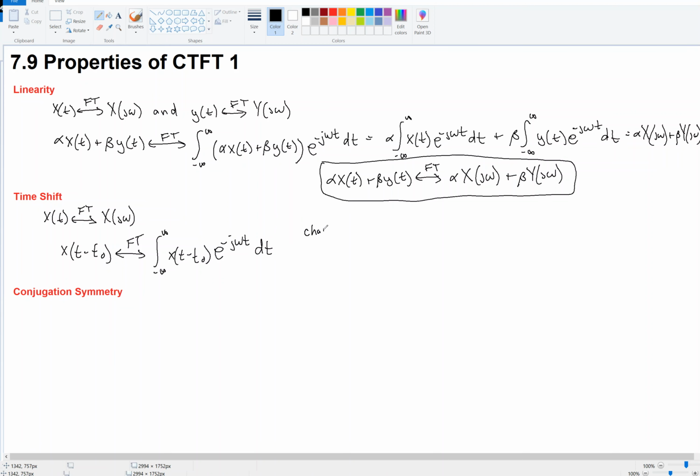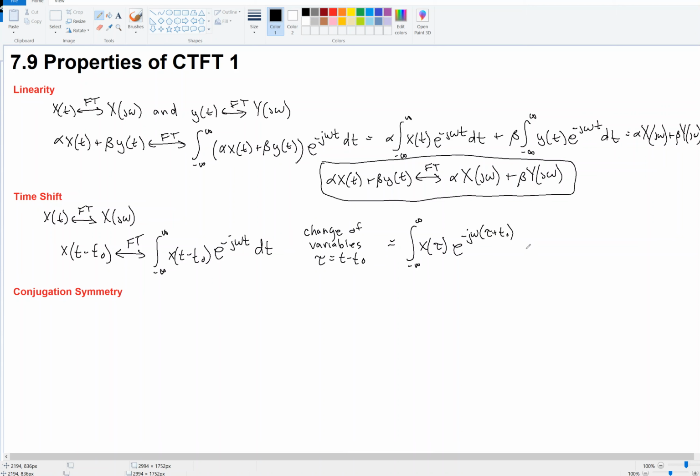Let me just write this down: change of variables. I'm going to let some variable tau equal t minus t0, and the idea is that I'm going to have x of one variable. That's what I want, to be able to compare this to the analysis equation. As t goes from minus infinity to infinity, tau also goes from minus infinity to infinity, so I'm good there. Then this is x of tau, that's what I want, e to the minus j omega. If I solve this for t, I get tau plus t0, and then dt is d tau. If I take a differential of both sides, this is just a constant, so it goes away.